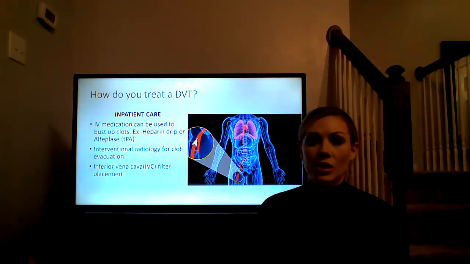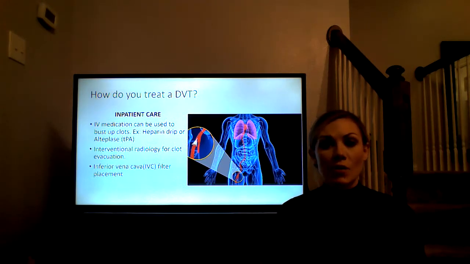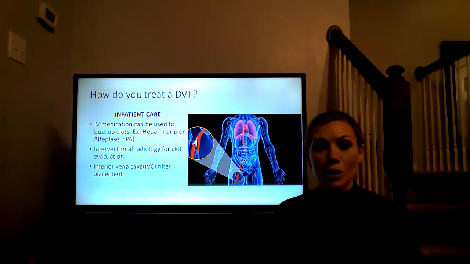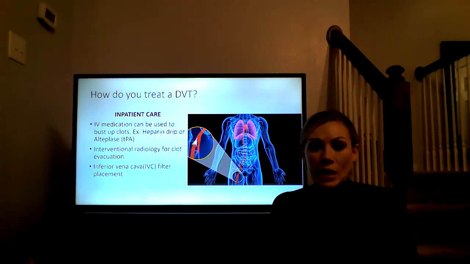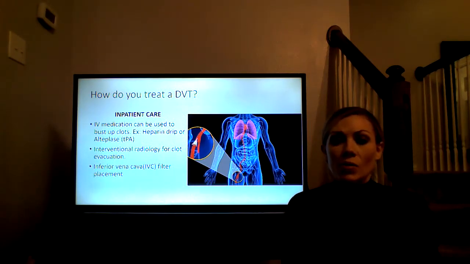So how do you treat a DVT? You have a couple different options here. If it's inpatient, you have access to IV medications, so you can start them on a heparin drip. For severe cases of a PE, you can give them infusions of TPA. This makes them a higher risk of bleeding, but that's why they're monitored in the ICU whenever they're given that. They can go to interventional radiology so that they can place sheaths and evacuate those clots.